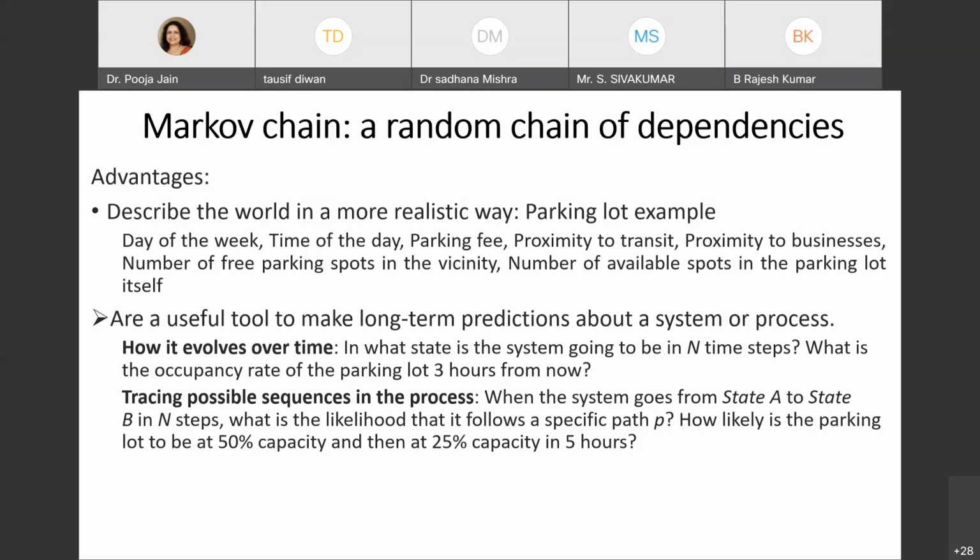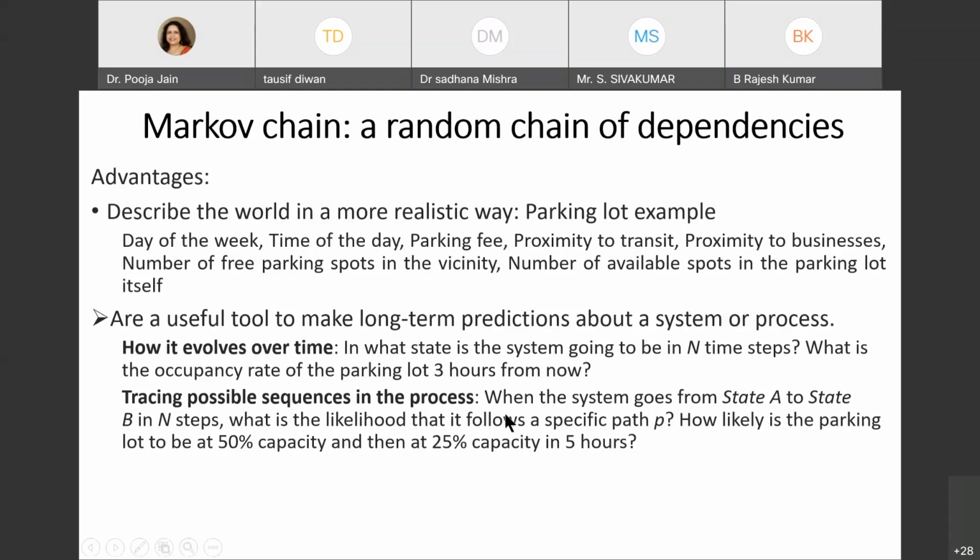Another type of question that may be asked is, when the system goes from state A to state B in n steps. If we take an example in the context of the parking lot, it could be, what is the likelihood that it follows a specific path P? Suppose we take this: how likely is the parking lot to be at 50% capacity and then 25% capacity in the 5th hour? What are the chances of this?